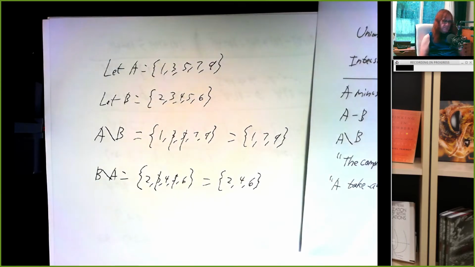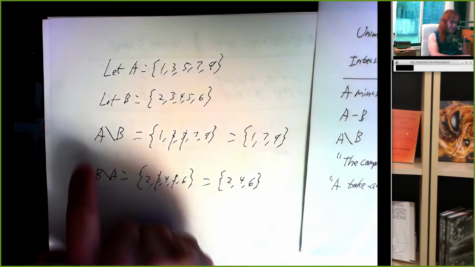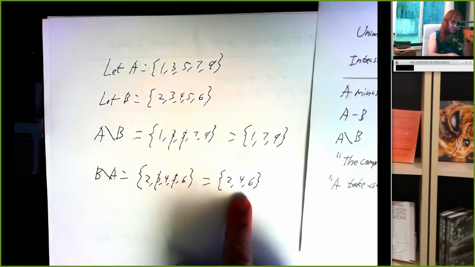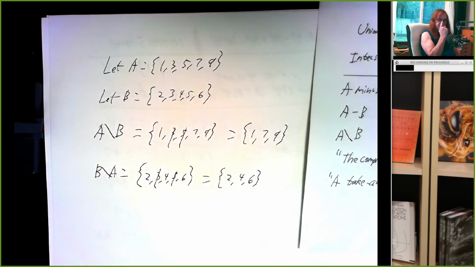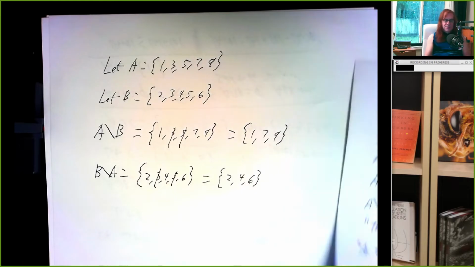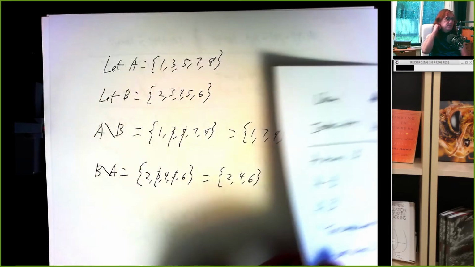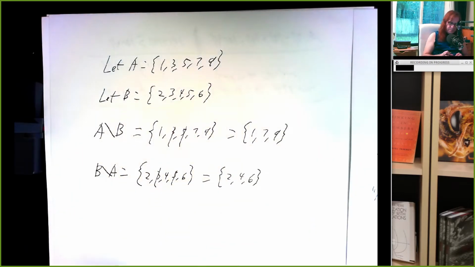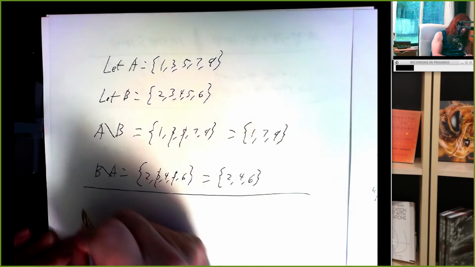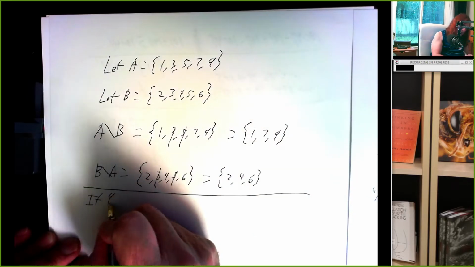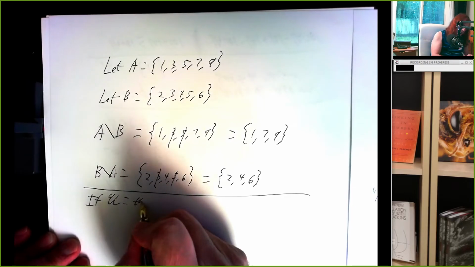Does that make that property commutative? It's definitely not commutative because A take away B is this, B take away A is that. Those aren't the same result. So this is a funny operation. It's definitely not commutative. Whereas union and intersection will be commutative.